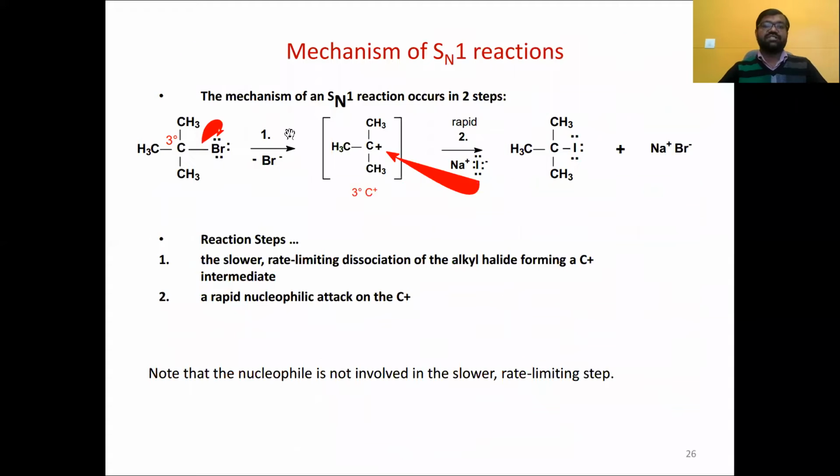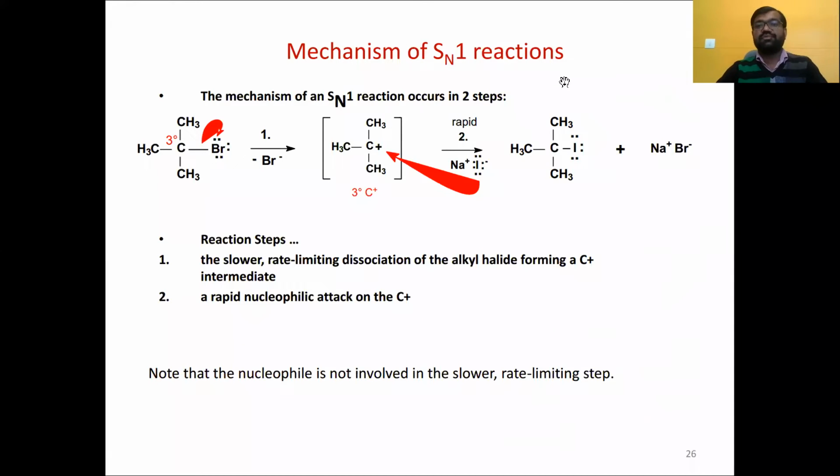What is the different mode of reaction which is highlighted here? Tertiary butyl bromide in the first step loses this bromide ion, and removal of this bromine will lead to the formation of basically this carbocation. And this carbocation, after a rapid reaction, will lead to the formation of this tertiary butyl iodide. This way, this reaction can be possible.